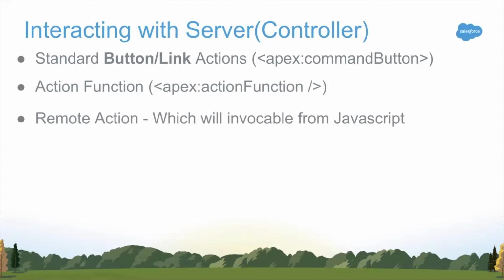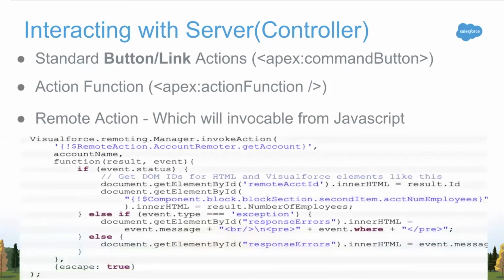Whatever you're dealing with at the markup level, using either an action function or a command button, will only take place from the markup level, which is tightly coupled with the server. If I want to invoke the server from JavaScript, as you know JavaScript is much faster, here is an example. With this syntax, you can invoke a JavaScript remote action method from the JavaScript itself.